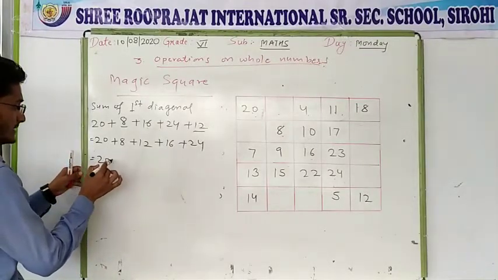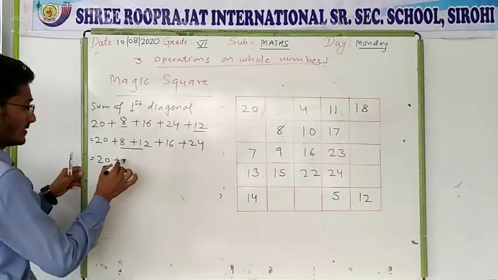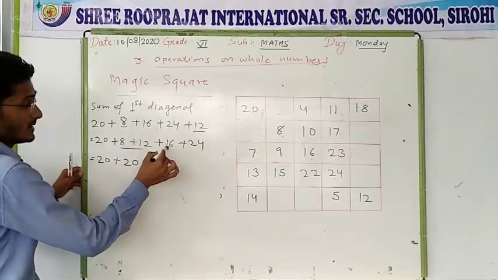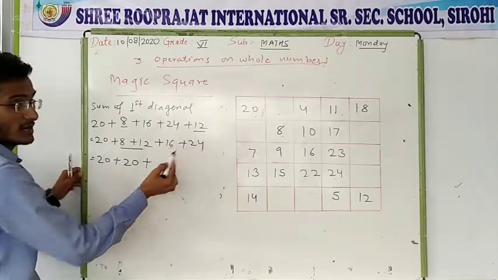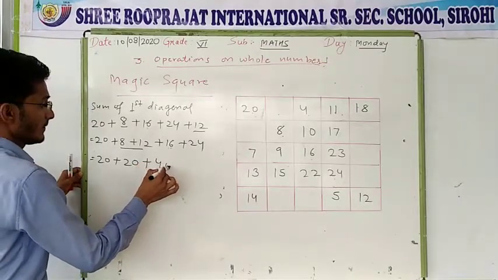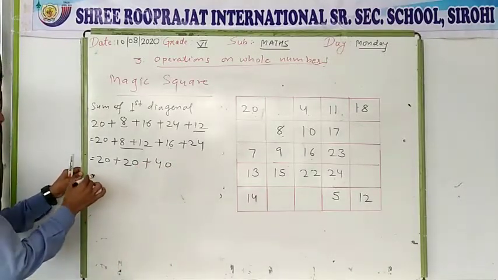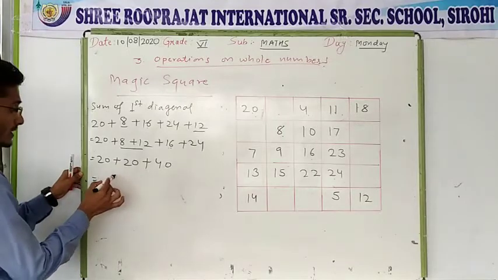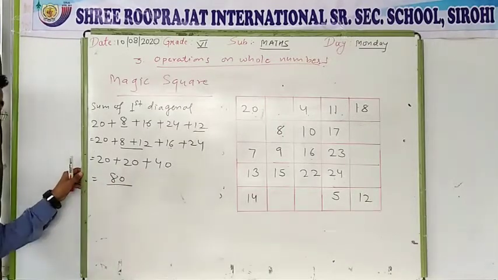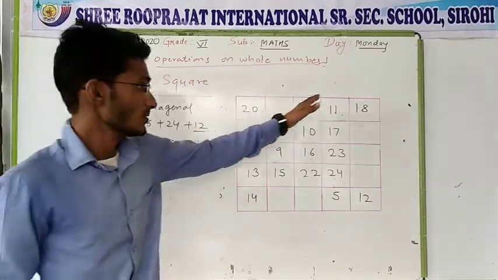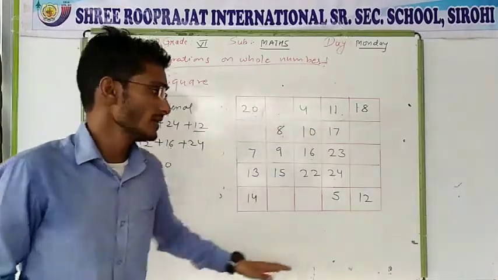So 20 as it is, 8 plus 12 you will get 20 here. See, 16 and 24, you will get 40. Now it is easier to add. So here 20, 20, 40, 40 and 40, 80. That means the sum of all the rows, all the columns and the diagonals should be 80.